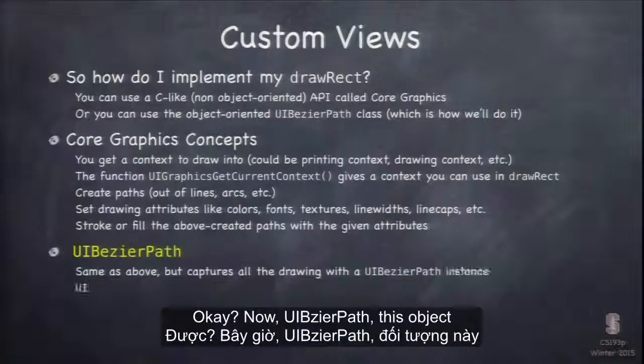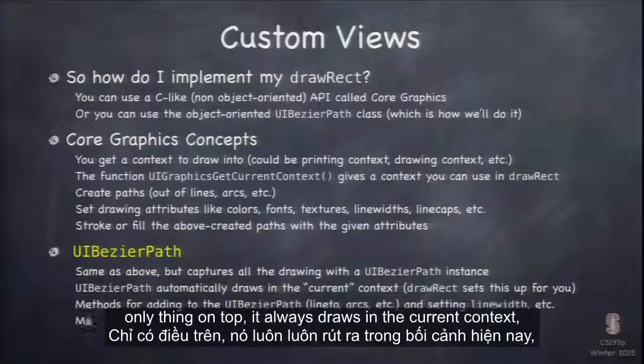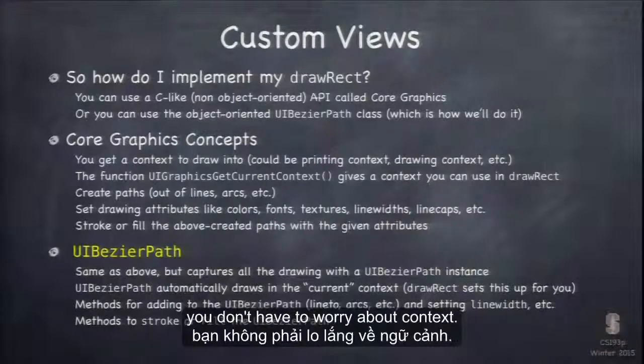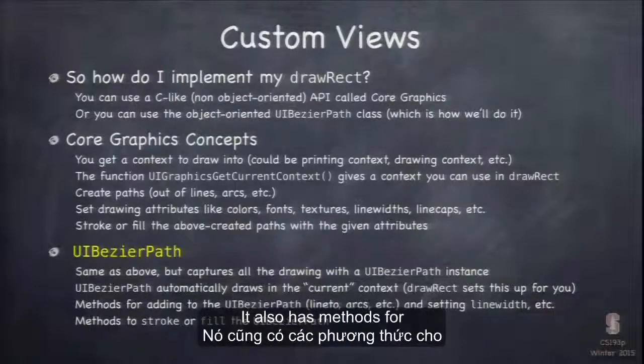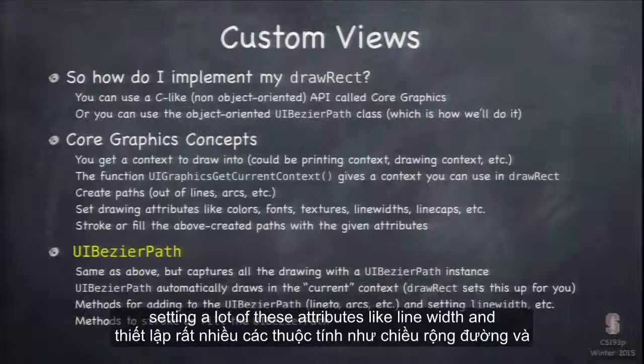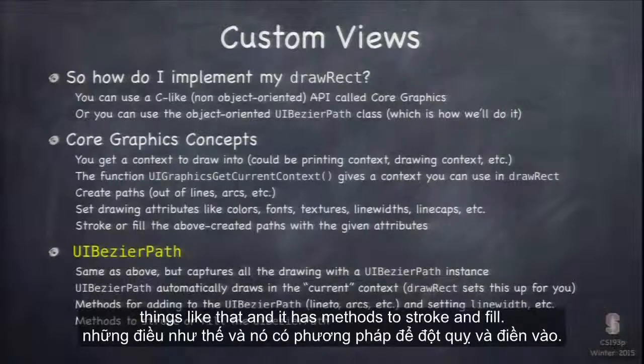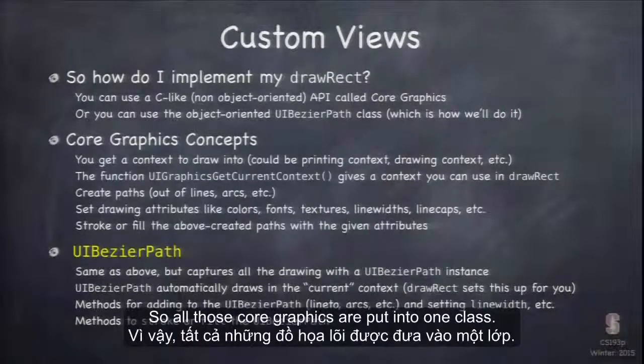Now UI Bezier path, this object-oriented thing on top, it always draws in the current context. You don't have to worry about context. It has methods to do things like line 2, arc 2 to build the path. It also has methods for setting a lot of these attributes like line width and things like that. And it has methods to stroke and fill. So it combines all those core graphics things into one class.